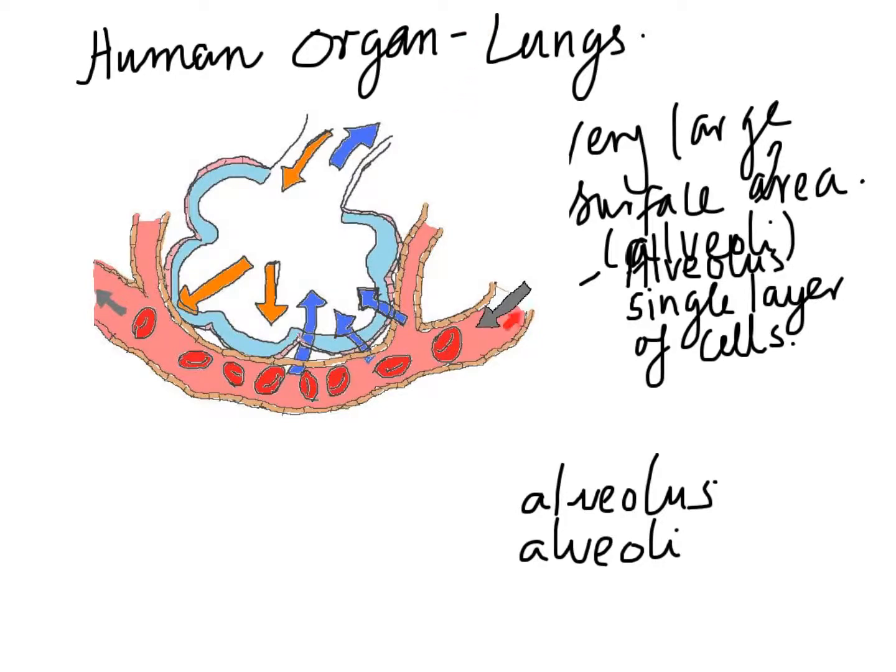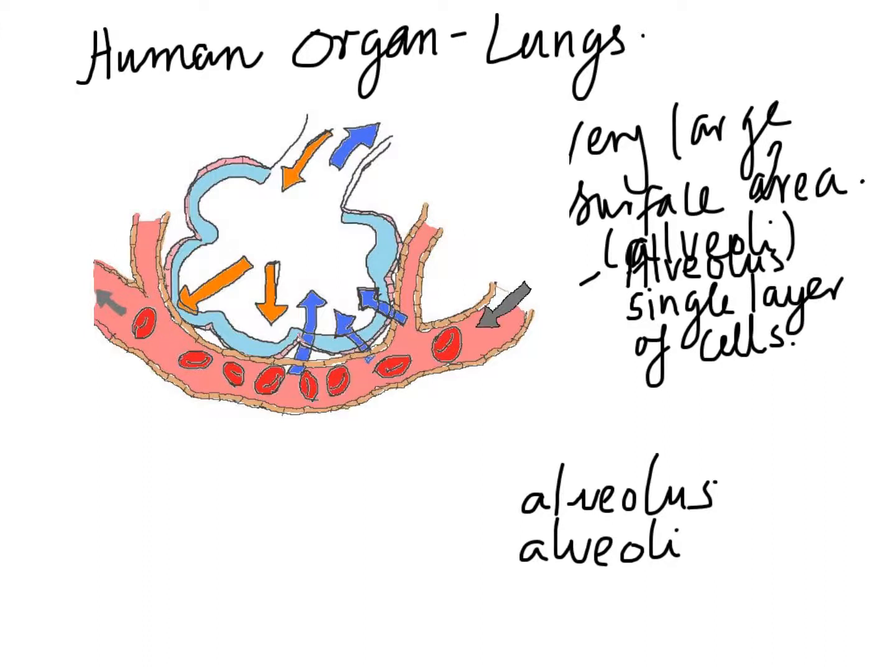Now, we know the thickness is the main factor. It's extremely thin. You've got two layers of cells for the oxygen to pass through. One is the alveolus, and then the blood capillary, being very thin, again one cell layer thick. The oxygen is able to diffuse easily through the two layers of cells straight into the blood. So that's one important adaptation.